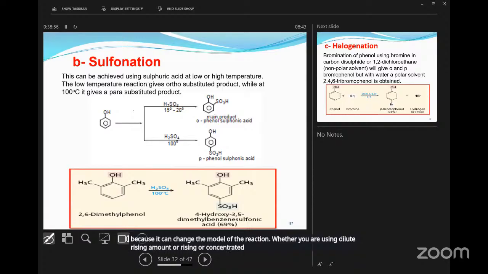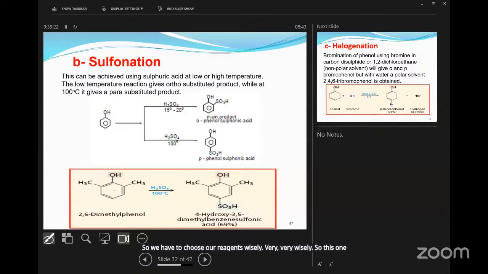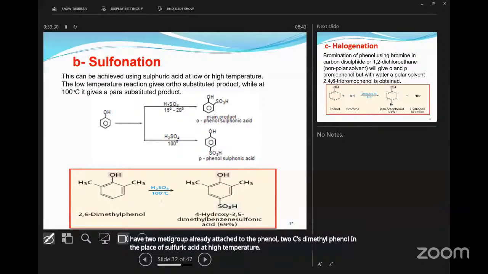The same thing when you were taught reduction and oxidation reactions. You are taught that we have strong oxidizing agents, mild oxidizing agents, and weak oxidizing agents. So depending on what you use, that is what will drive your reaction forward and determine your final product. The same thing we have here. So you have to choose your reagents very, very wisely. So this one, we have 2-methyl group already attached to the phenol, 2,6-dimethylphenol. In the presence of sulfuric acid at high temperature, it pushes the sulfonic acid to the para position.